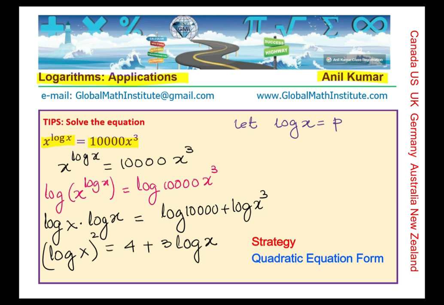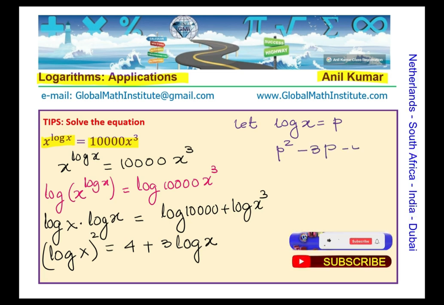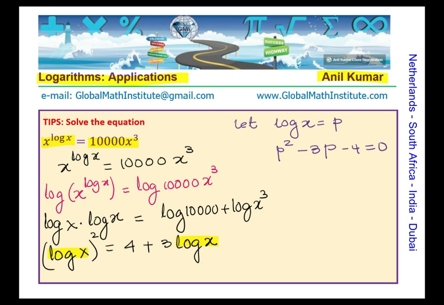In that case, the equation becomes p square, bringing the terms together on the left hand side, minus 3p minus 4 equals 0. You see that? So we replaced log x with p and brought all the terms to the left hand side. Correct? So we get a quadratic equation of the form p square minus 3p minus 4 equals 0. Now, it's a quadratic equation which you can factor.